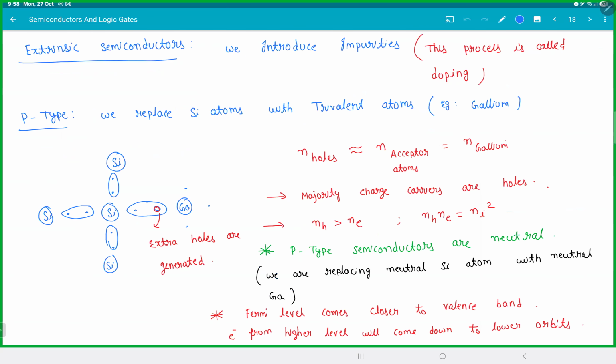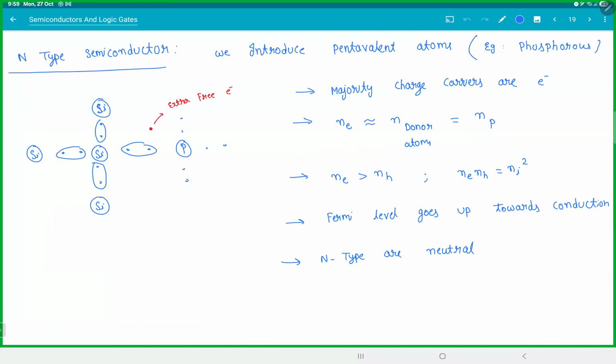If you added trivalent atoms, you got a p-type semiconductor, which had holes as the majority charge carriers. If you added pentavalent atoms, you got extra electrons. It's an n-type semiconductor. So we have created two types of semiconductors, a p-type and an n-type. Clear till here?